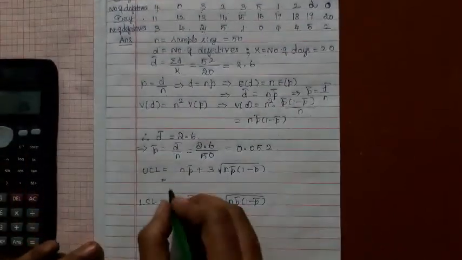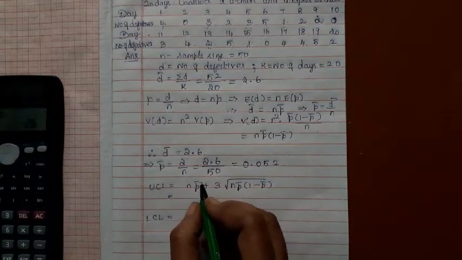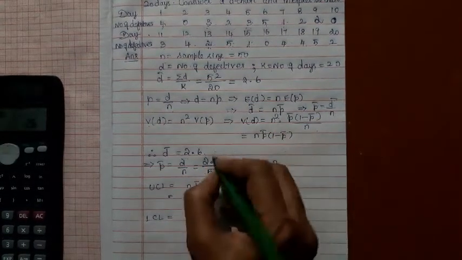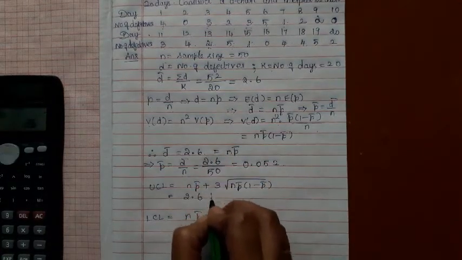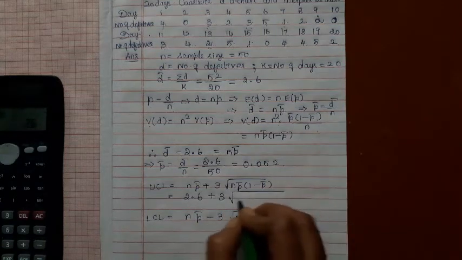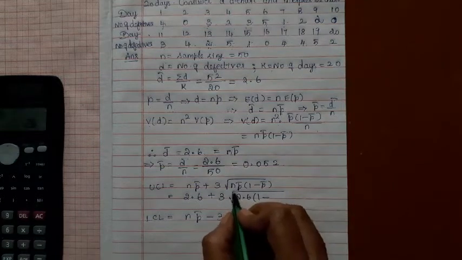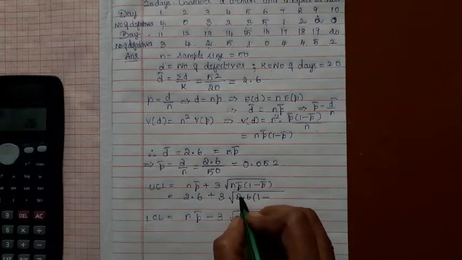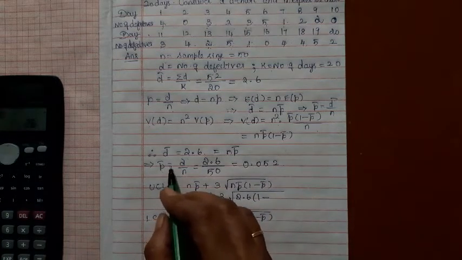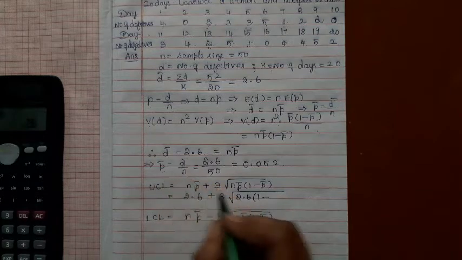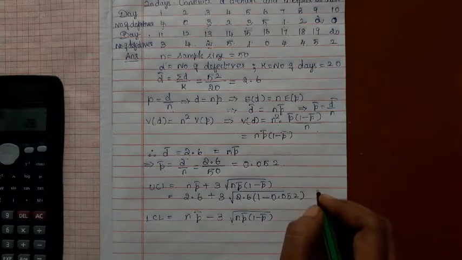Then I compute UCL. What is np bar? It is nothing but D bar. You need not do it again. Directly write it as 2.6. UCL is 2.6 plus 3 into square root of np bar, that is 2.6, into 1 minus p bar. Here np bar can be written as D bar, that is not an issue. But to calculate 1 minus p bar, you want p bar. That is why I have computed p bar. I cannot stop with D bar. So 1 minus p bar is 1 minus 0.052.